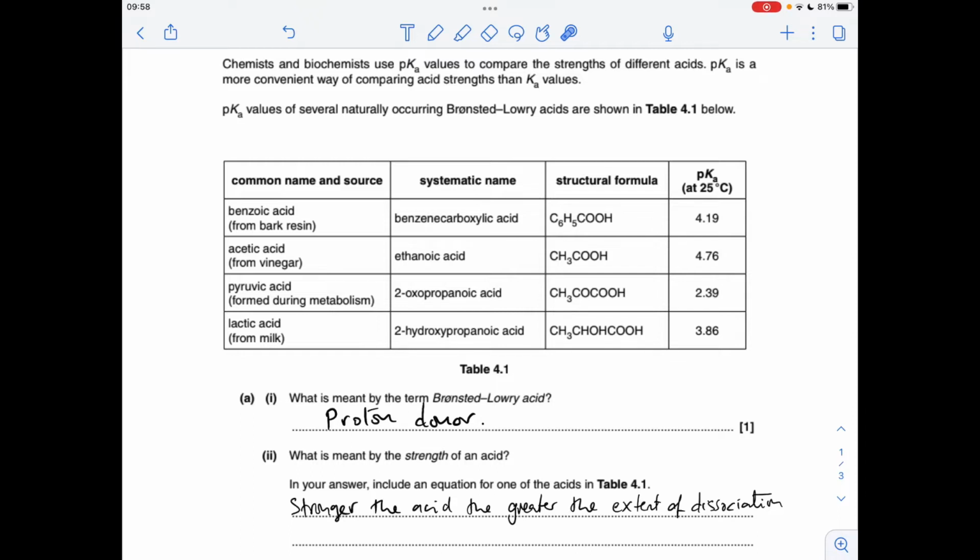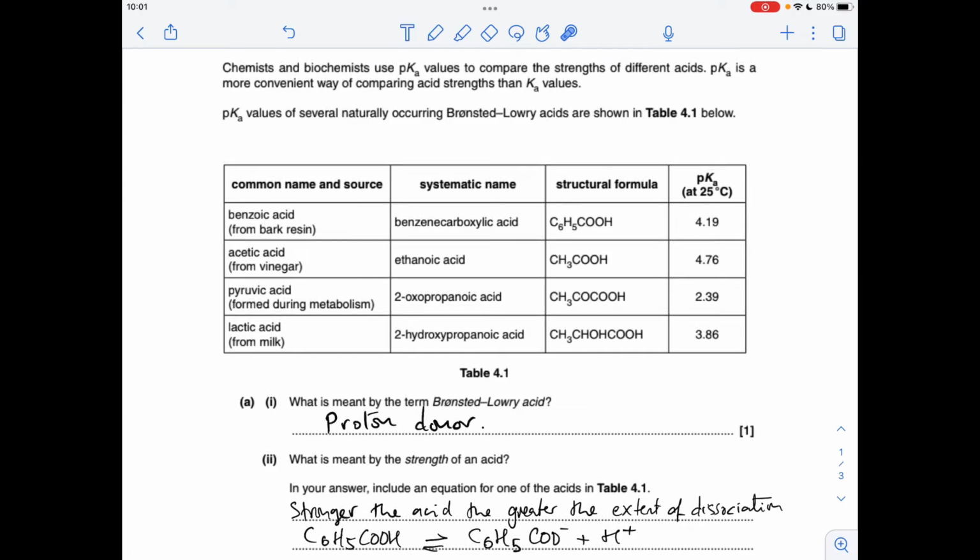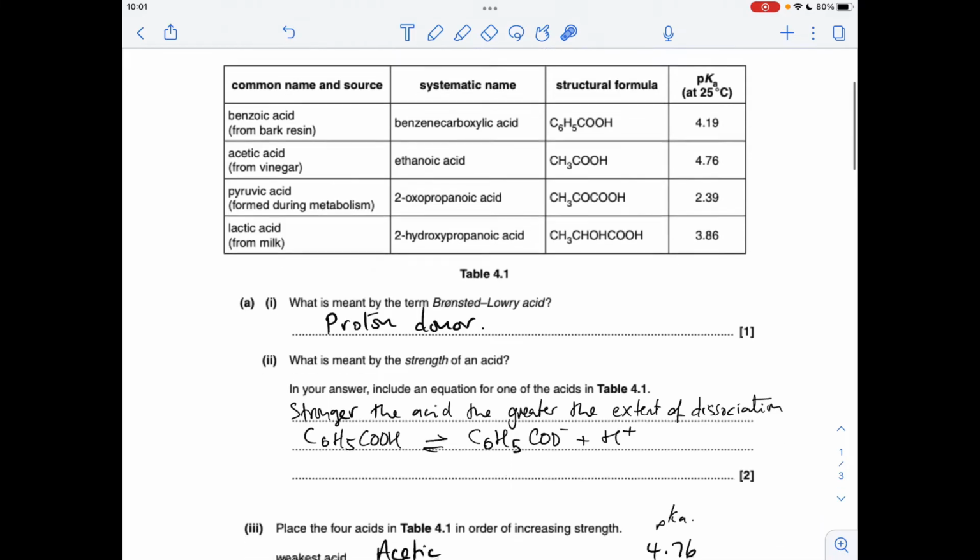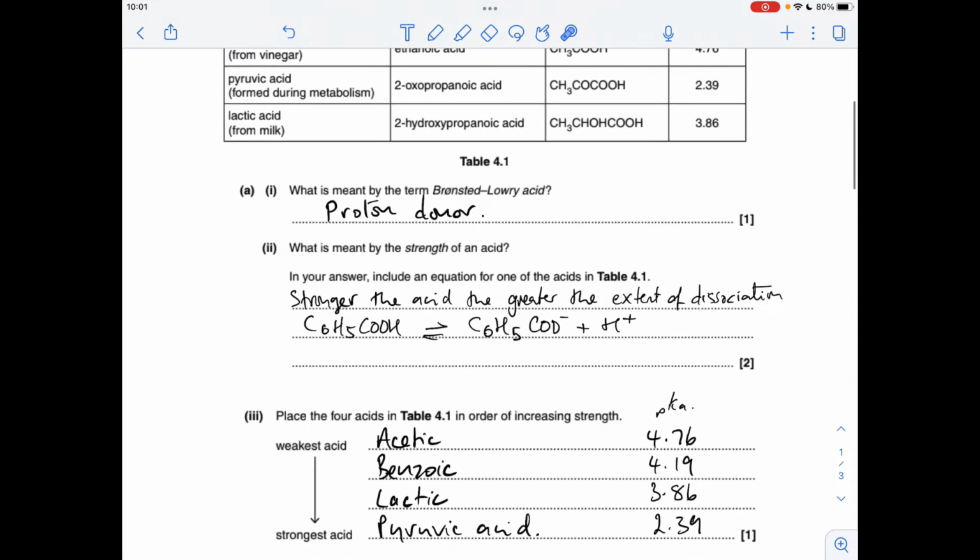And I'm just going to illustrate that with the first one from the table. Obviously you could have done that for any of the acids in the table, but I've gone for the first one. And the next part, we've got to order the acids using their pKa values from weakest to strongest. So just like pH, the lower the pH number, the stronger the acid. Likewise for pKa, the lower the pKa value, the stronger the acid. So the order is that.